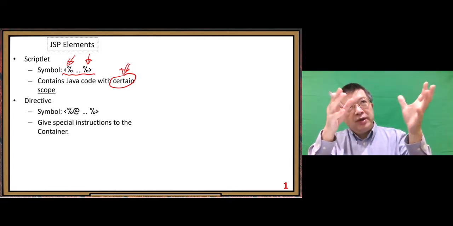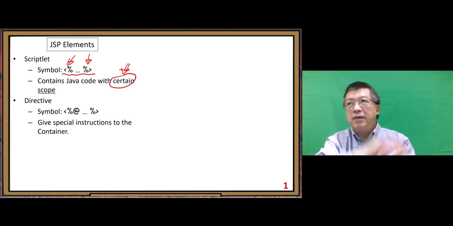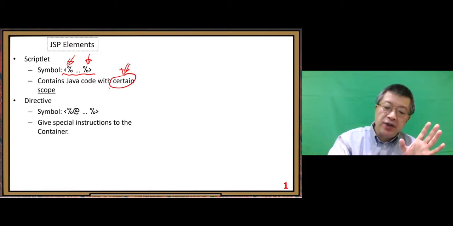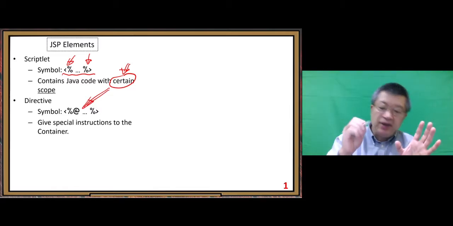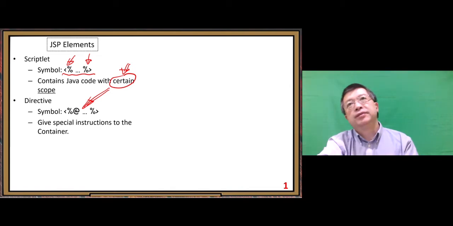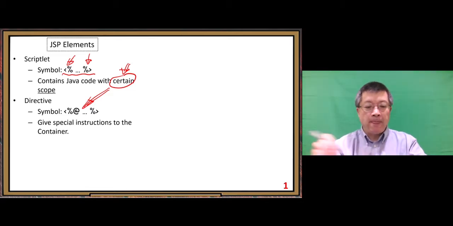So the purpose for this element is to give special instructions to the container. The container needs to do a lot of things, something very special. So you have a chance, using a JSP directive, to tell the container, oh, you need to do these things. All right, so we will see those special cases later.